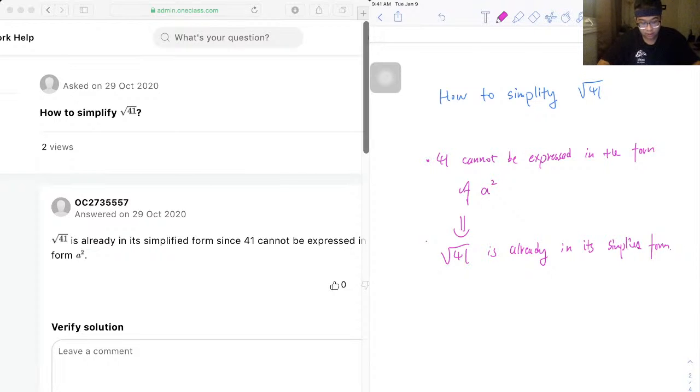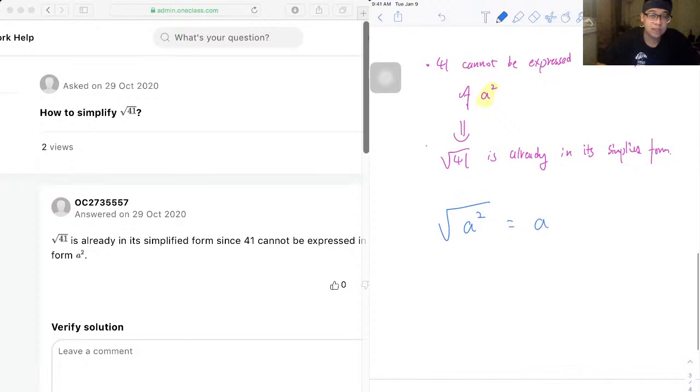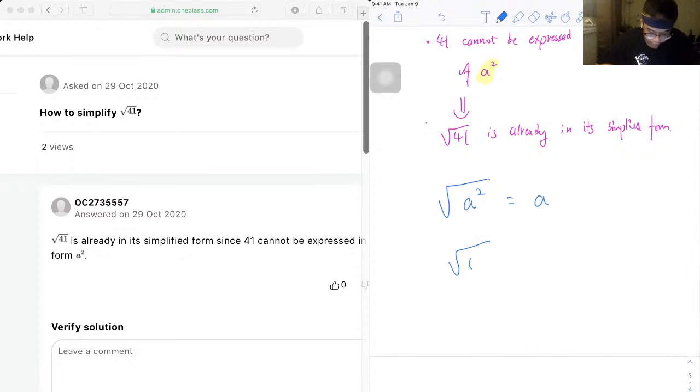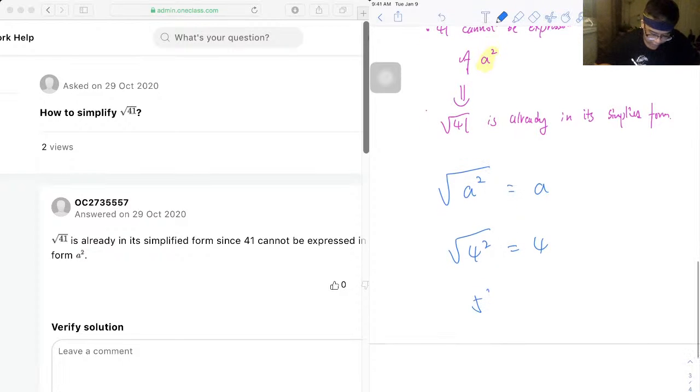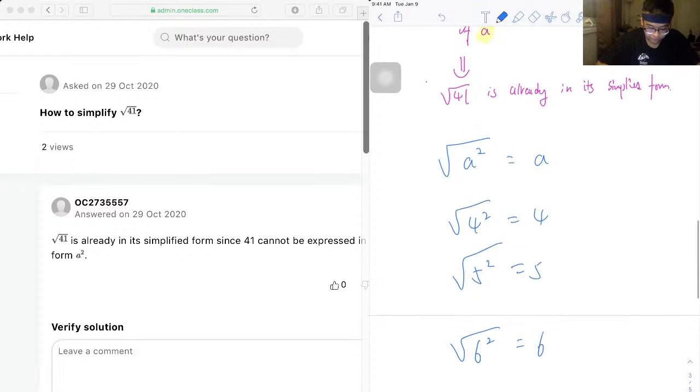The reason why we need to consider a square is because whenever we take the square root of a square, it's always going to be equal to the number itself, because we square something and then take the square root of it. So the square root of 4 squared is still going to be equal to 4, and 5 squared under a square root is still 5. Similarly, the square root of 6 squared is 6.